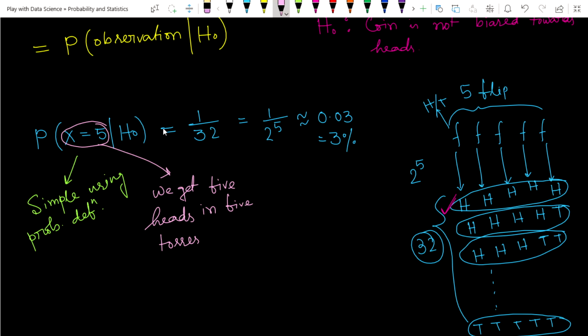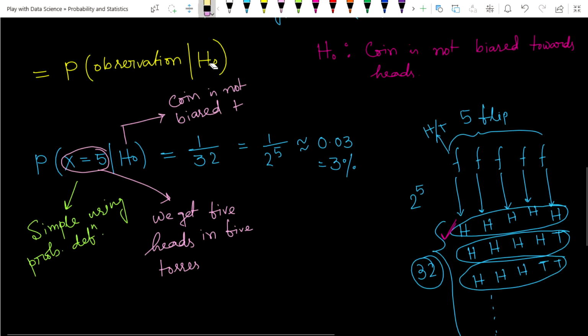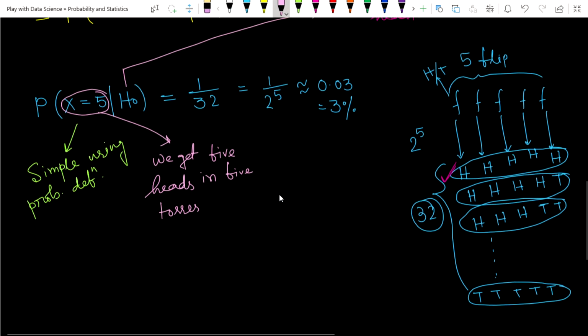And this H naught means the coin is not biased. That is the null hypothesis that we have taken: the coin is not biased towards heads. That's the simple idea, and from it we got this thing.